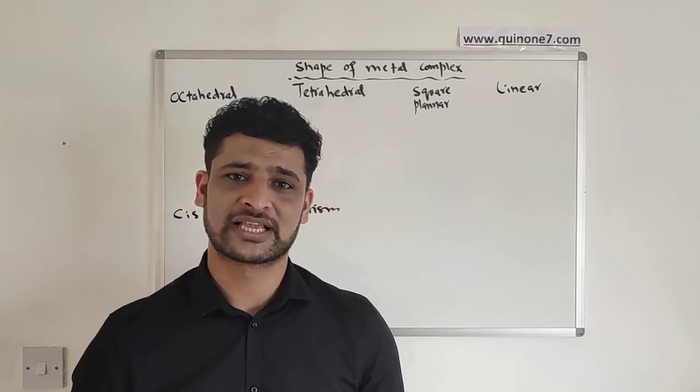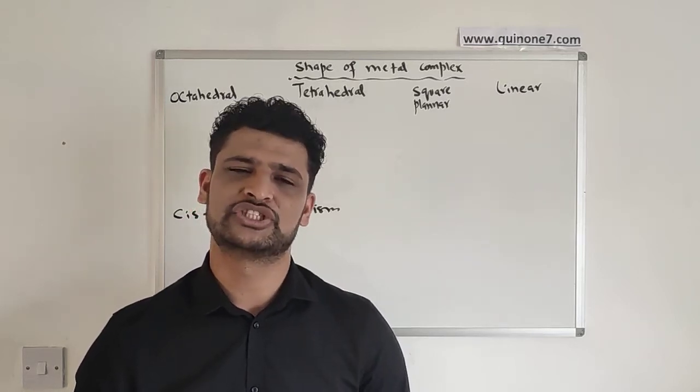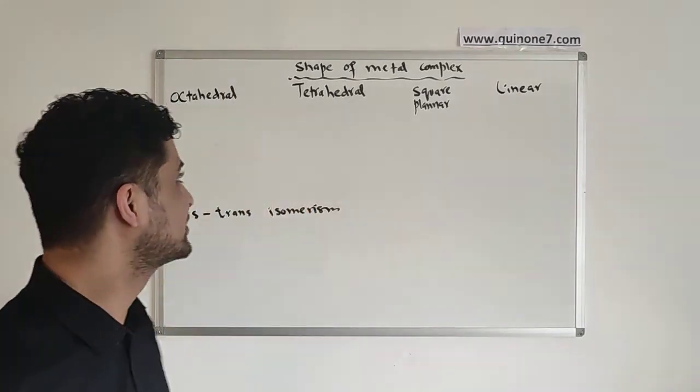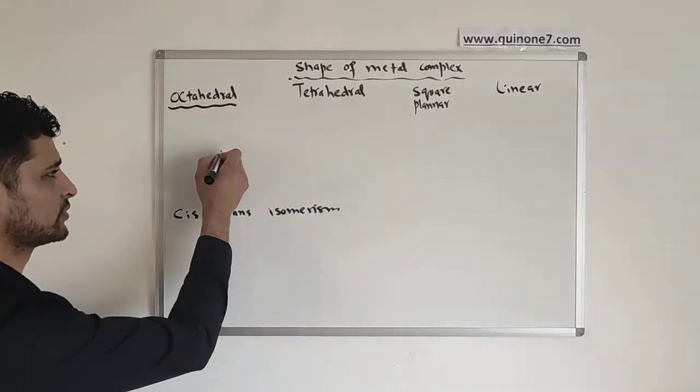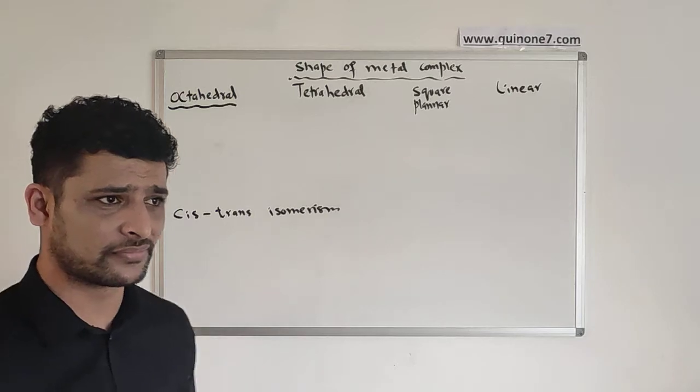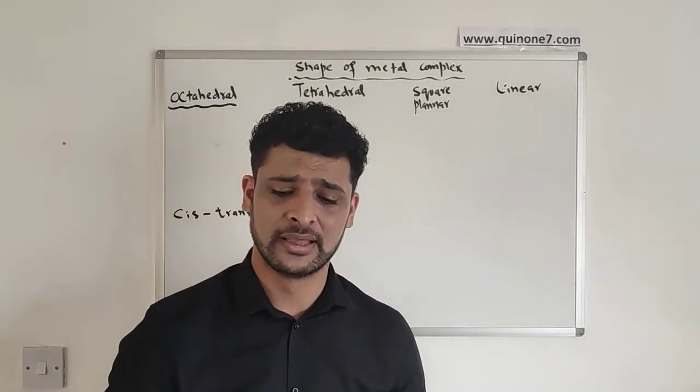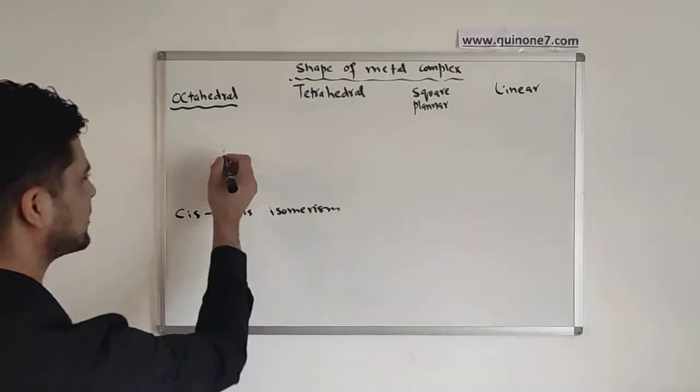Today we're going to learn the second part of the transition metals. We will look at the shape of the transition metals. So we will start with the octahedral. Now the octahedral, you have probably heard of it when you did the topic of angles at AS level. So today we're going to look at any molecule.